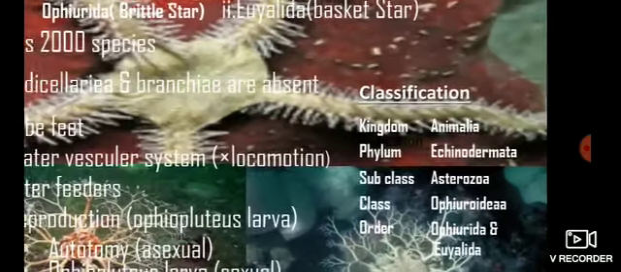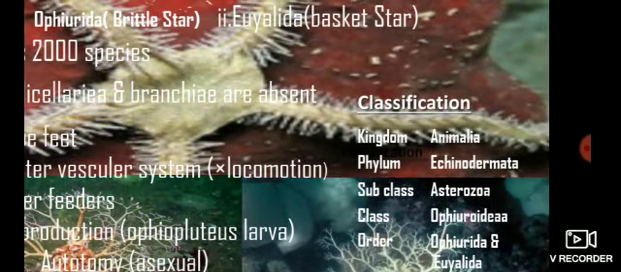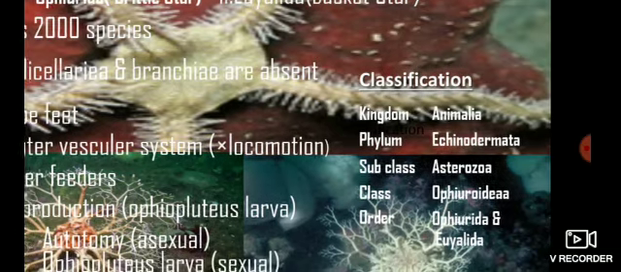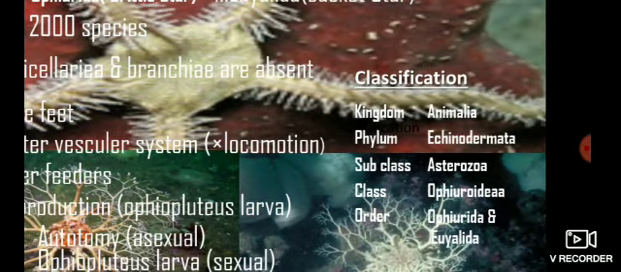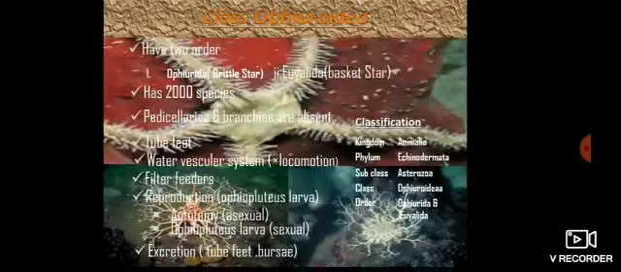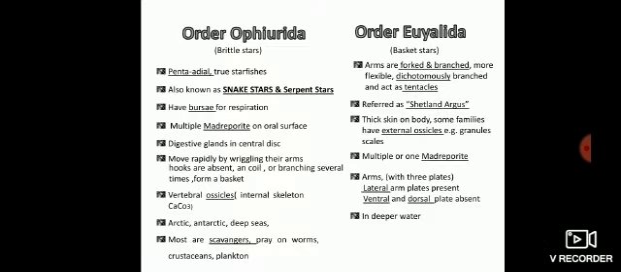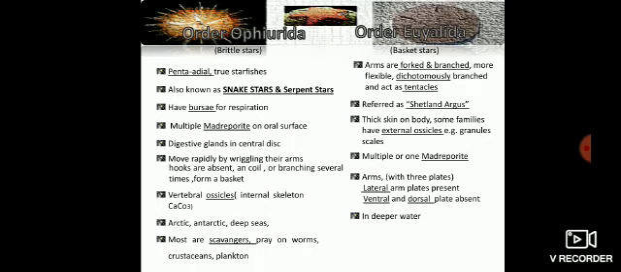Here is the classification of class Ophiuroidea. The kingdom is Animalia, phylum is Echinodermata. The subclass of this phylum is Asterozoa. Class is Ophiuroidea, and the orders into which we have divided this class are Ophiurida and Euryalida. In the next slide, we will explain both of the orders of class Ophiuroidea. The first order is order Ophiurida, and the next order is order Euryalida.